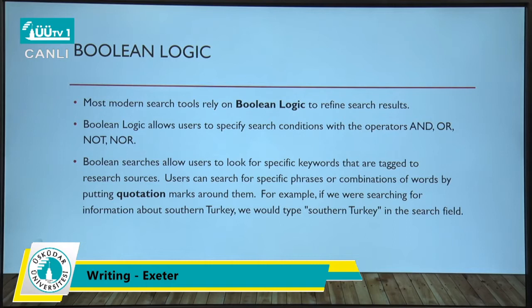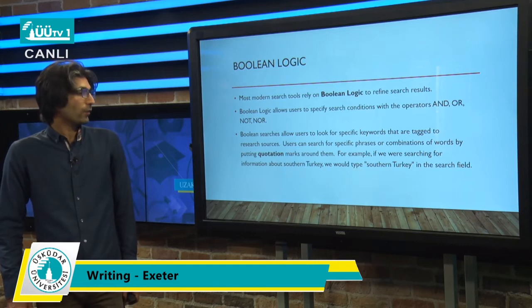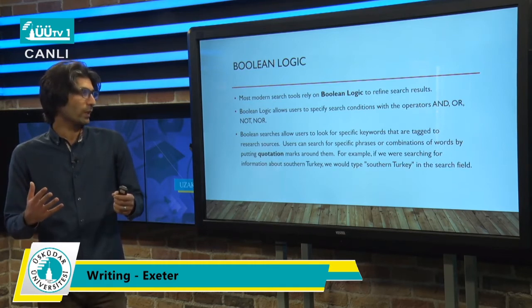Boolean search allows users to look for specific keywords that are tagged to research sources. Users can search for a specific phrase, or you can use a combination of words. I insist again, you can use a combination of words by putting quotation marks around them. If you want to use a combination of words, you need quotation marks. Okay? You need quotation marks in order to combine words. For example, if we were searching for information about Turkey and southern Turkey in the research field, we should put them in quotation marks.